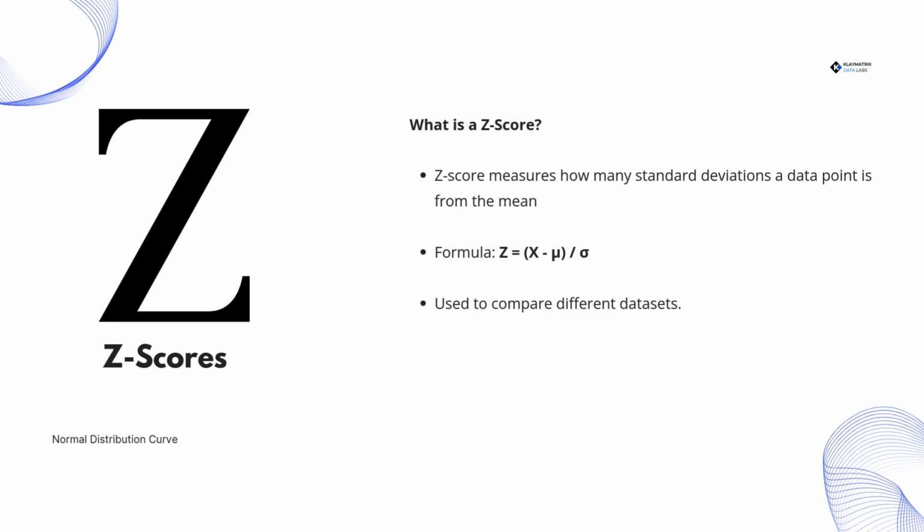Now, how do we measure how far a data point is from the mean? That's where the z-score comes in. The z-score tells us how many standard deviations a value is away from the mean. This is super useful when comparing different datasets with different scales.